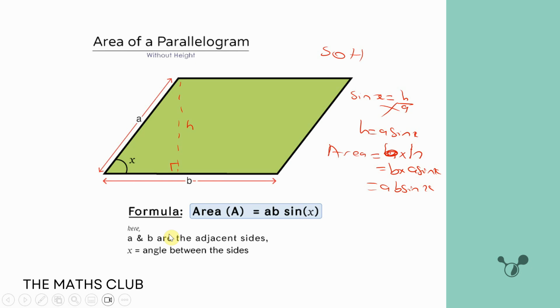Note that a and b are the adjacent sides, so this is one side and this is the side adjacent to it, and x is the angle between those sides. It's not the angle here, it's not the angle here. The angle must be between both sides. This will have been a very good question. So if I give you this side and I give you this angle here, you say, oh, this angle is not in between the two sides. But we said that the opposite angles of a parallelogram are equal. So whatever angle is here would be the same value as here.